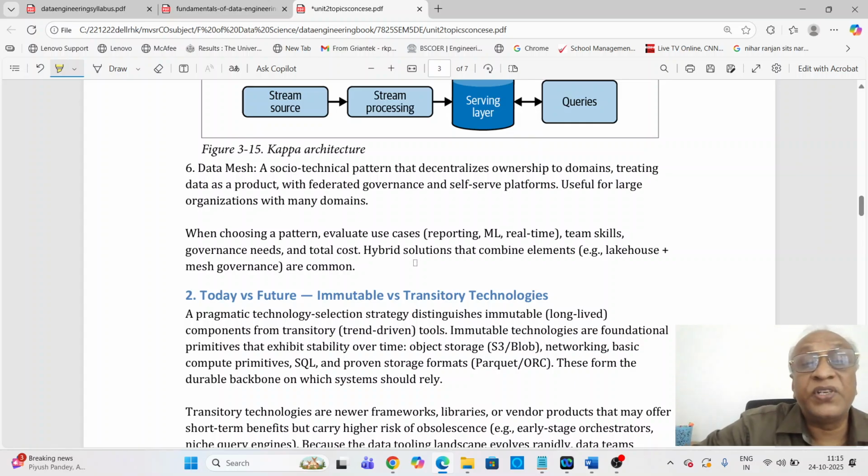Then you have data meshes. They are more decentralized data storages. They treat data as products. They are suitable for bigger organizations.